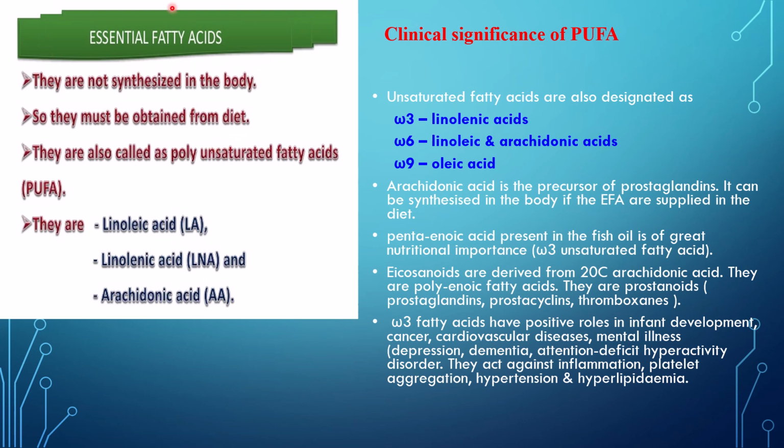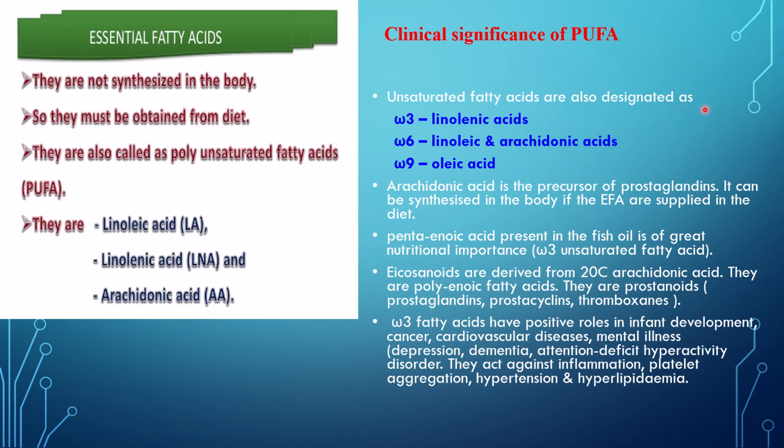Now come on to the essential fatty acids. We cannot synthesize them in our body. They must be obtained from the diet, because they have important roles to perform in the body, and in their deficiency we will suffer from deficiency disorders. Phrynoderma is one manifestation of deficiency of essential fatty acids. They are also called polyunsaturated fatty acids. The best examples are linoleic acid and linolenic acid, while arachidonic acid is conditionally or semi-essential.